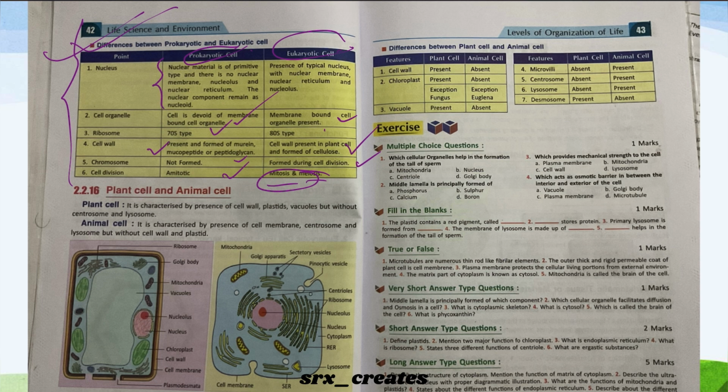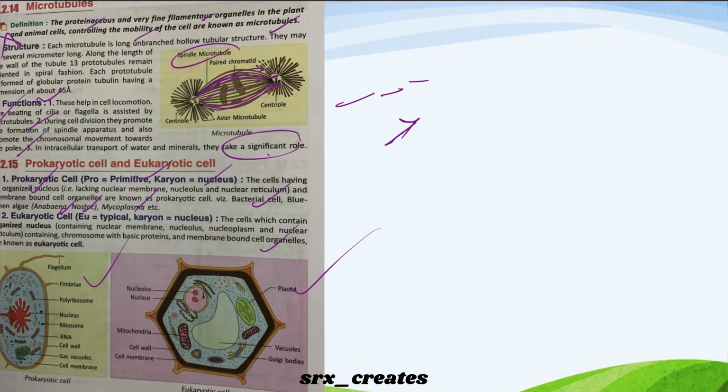The nuclear membrane is primitive or not organized in prokaryotic cells, but an organized, typical nucleus with a nuclear membrane is seen in eukaryotic cells. Now, a plant cell has plastids, vacuoles, cell wall, centrosome, lysosome. An animal cell has cell membrane, centrosome, lysosome, but no cell wall and plastid. See, these are the prominent characteristics present only in plant cells and animal cells. See, plant cell, animal cell. This is a eukaryotic cell and a prokaryotic cell.